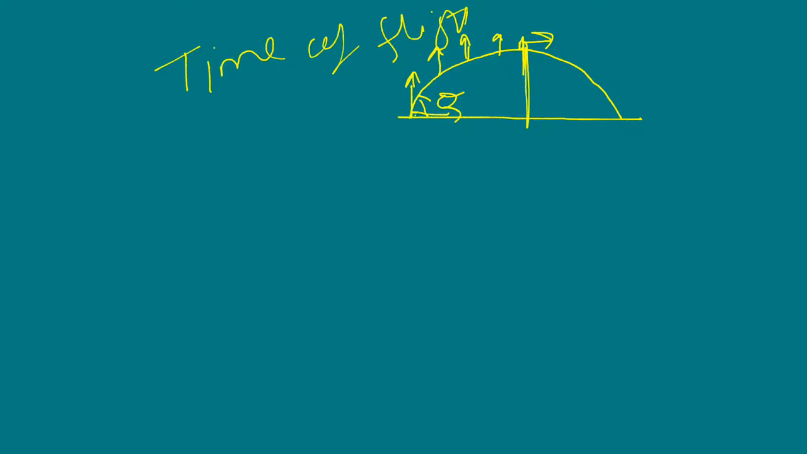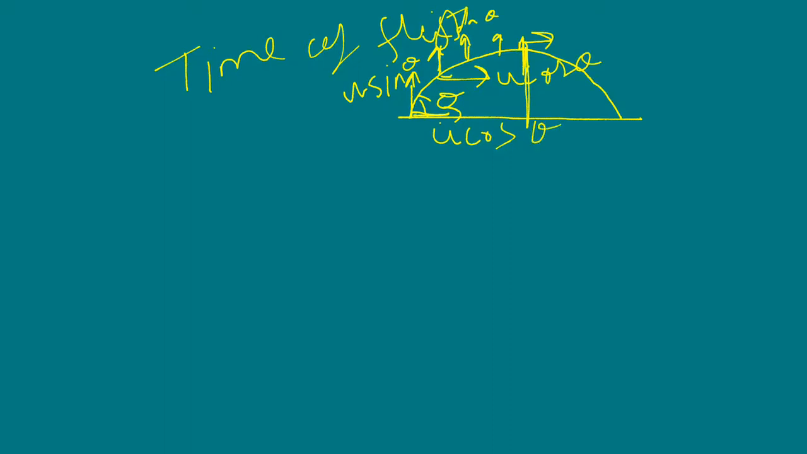So in this direction, which is perpendicular, we take u sin theta, and in this direction, which is parallel, we take u cos theta. So here also, upward is u sin theta, and parallel to the ground is u cos theta.